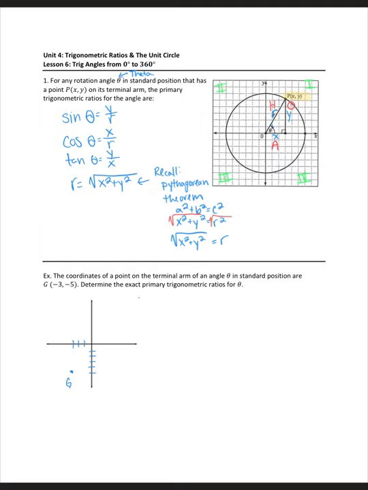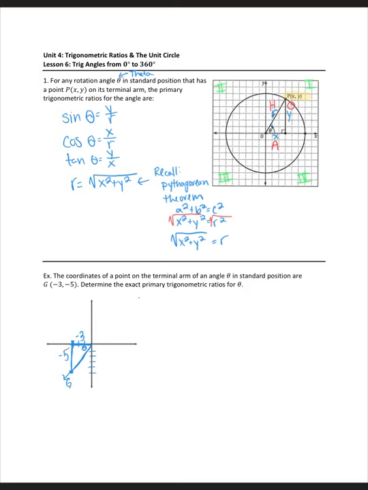Okay, and we're going to connect that point to a terminal arm, like we have been with all these angles. All right, and we're going to make that terminal arm into a triangle. Let's try that again. All right, so that should connect right at 3. And we're going to have the base of our triangle be along the x-axis, and we'll have theta be inside that triangle. So we're going to label those side lengths of the triangle, or at least what we know. We know that our x value is -3. So this side of my triangle is -3, and this side of my triangle is -5.